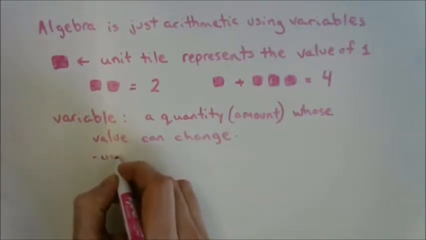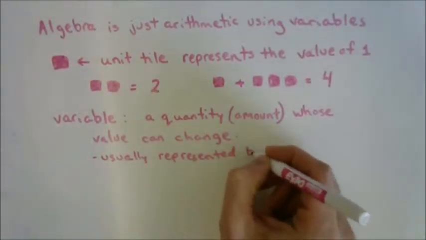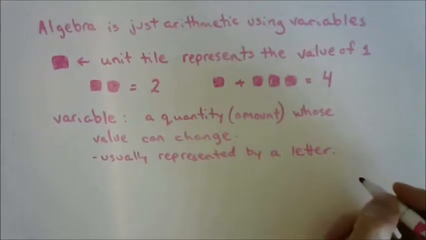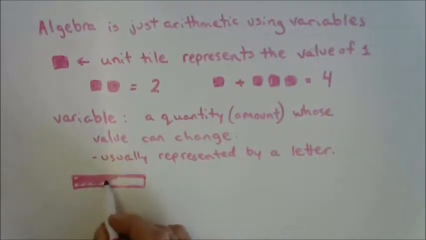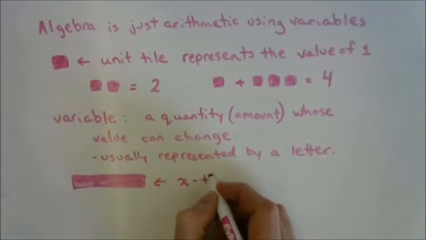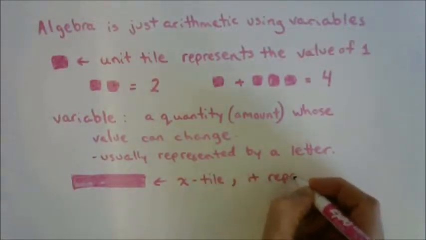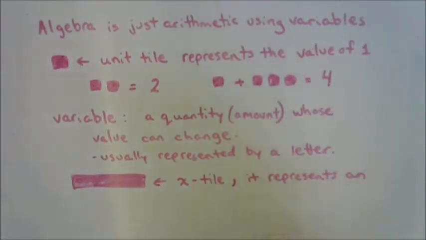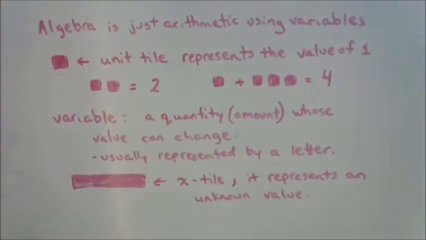This is usually represented by a letter. So, when we're working with our algebra tiles, we are going to have a tile that looks like this. It's like a bar. And you can see, because it's already right in front of you, that this is called the X tile. And it represents an unknown value.